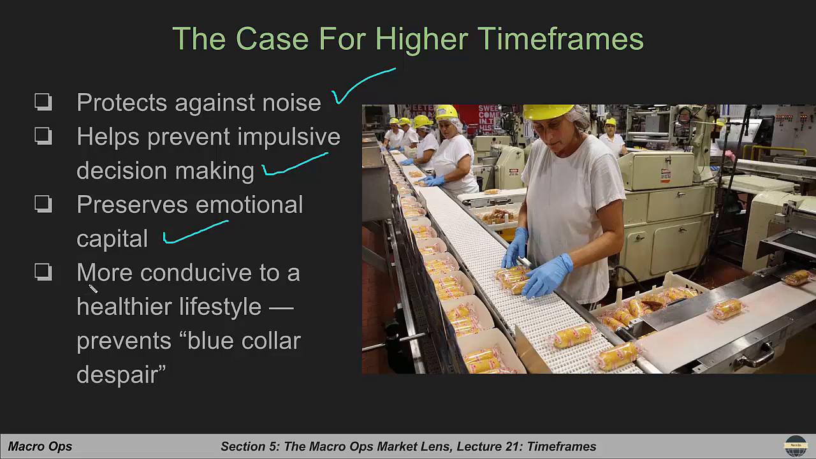So this all plays into the more conducive to a healthier lifestyle concept and prevents what we call blue collar despair. So for us, we don't like to sit and watch the markets every single day for 8 hours, watch every little tick go up and down, which you would have to do if you're trading the lower time frames. We'd rather spend our time doing more analysis and be able to think a little bit deeper than that. So that's why we like the higher time frames.